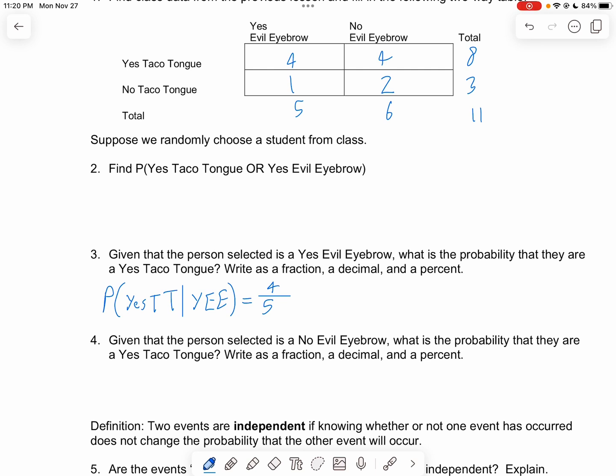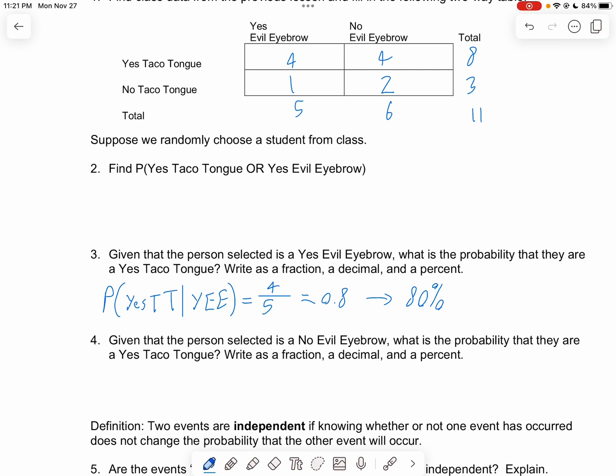Now this is a fraction. You also want to write it as a decimal, which is 0.8, and then express it as a percent, which is 80%. And we would communicate it like this. There's an 80% chance that somebody who can do the evil eyebrow can also do the taco tongue.